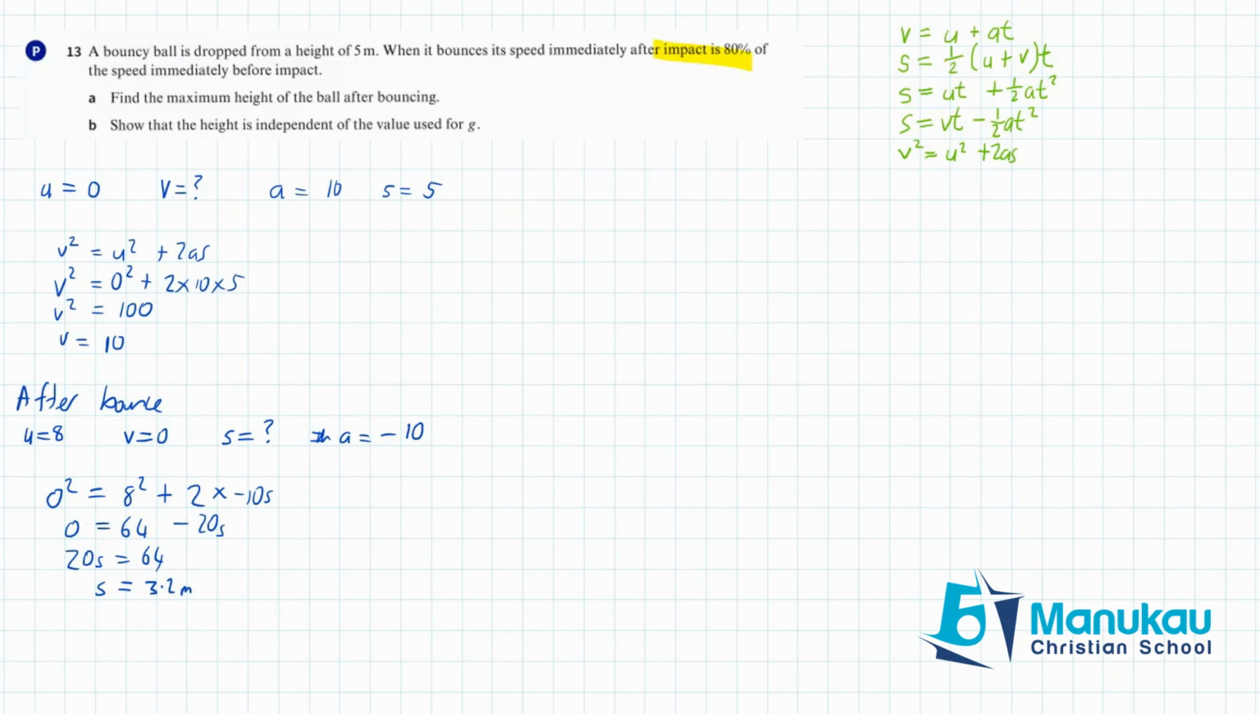Now, for the last part of the question, show that the height is independent of the value used for g. There's a couple of ways you could do this. I'm not going to delve into that, but you could try different values of g and see if that makes a difference. Or you could prove by algebra that that is an irrelevant variable. But either way, it's fairly doable.